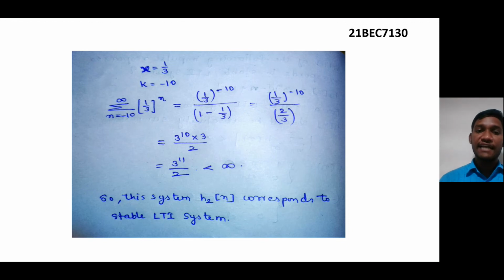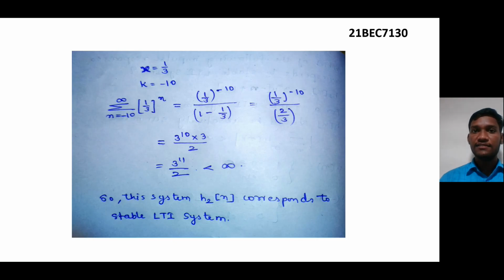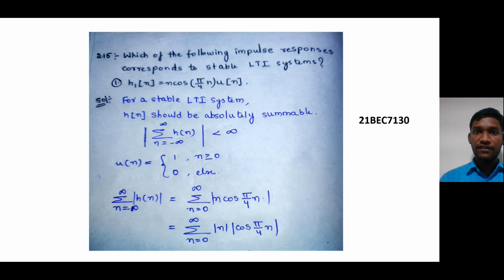So in such a case, if the sum over n from minus infinity to infinity of mod h of n is less than infinity, then we can conclude that the system h2 of n corresponds to a stable LTI system. That means h2 of n, which is 3 power n u of minus n plus 10, is a stable LTI system. So that's all for this question. Thank you for listening.